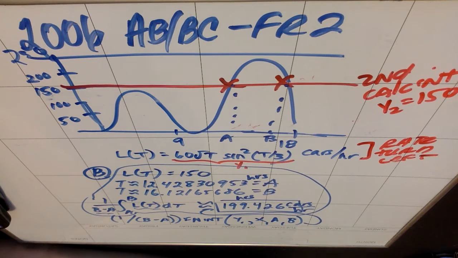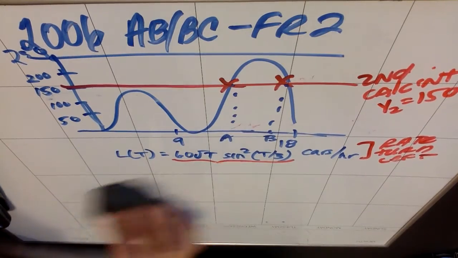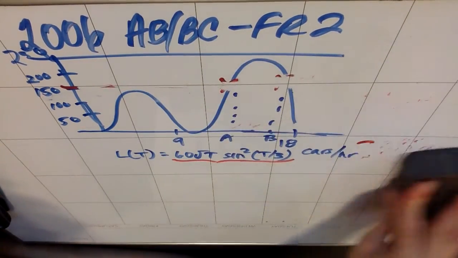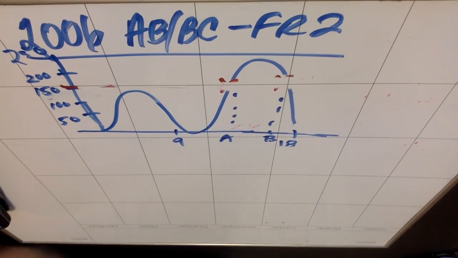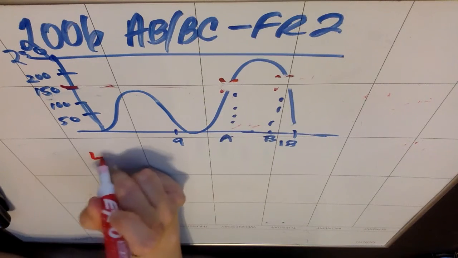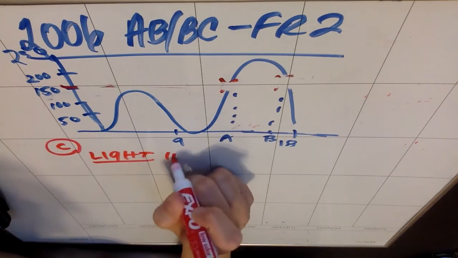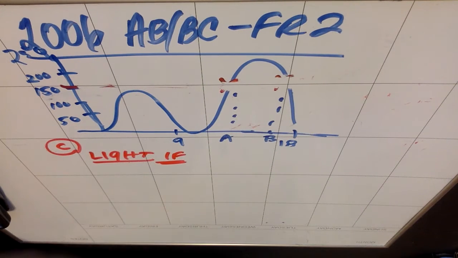All right, cool. So what we're looking for essentially, right? I'm going to erase the 150 because that's not what we're worried about right now. Okay, so here's how we know if there's going to be a traffic light. We need a light. This is part C. We need a light if the product that we get for L of t, right?